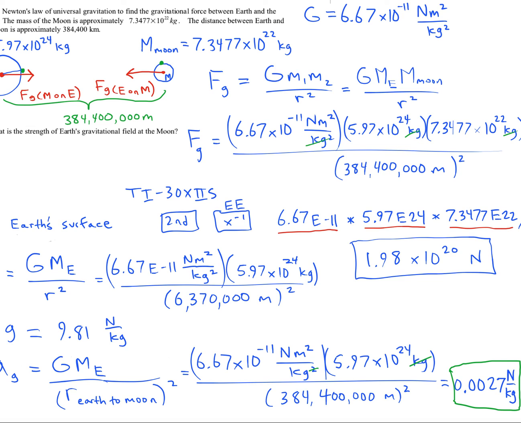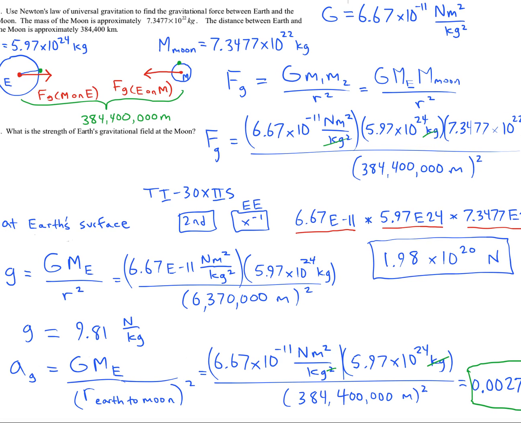And notice how it's a really small value. That's because the strength of the gravitational field decays rapidly as you move away from Earth's center. And the reason behind it is that we have that inverse square relationship. So as we double the distance from Earth's center, we would actually cut the gravitational field strength by a factor of 4.